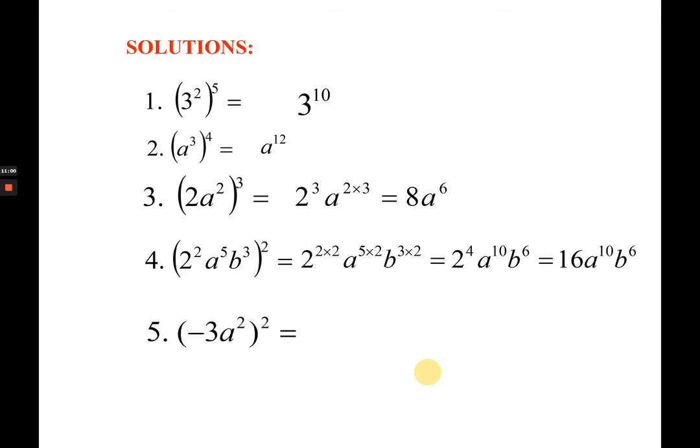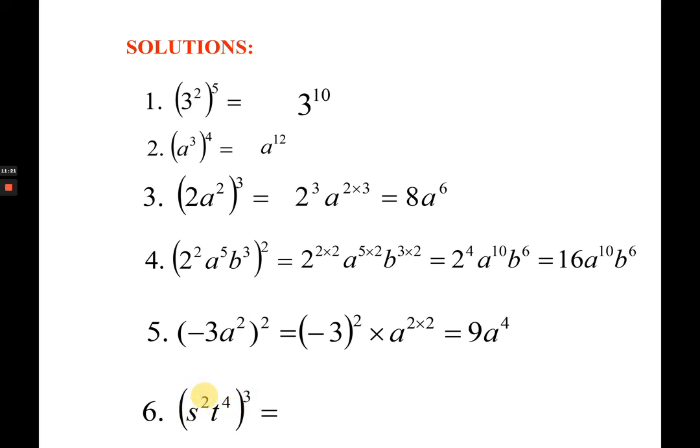That's it. Number 5, you have negative 3 powered by 2, and then the power of 2 will be squared. This becomes positive 9, and this becomes 4. And that's it. Number 6, 3 times 2, 3 times 4. You have 6 and then 12 as powers of s and t respectively.